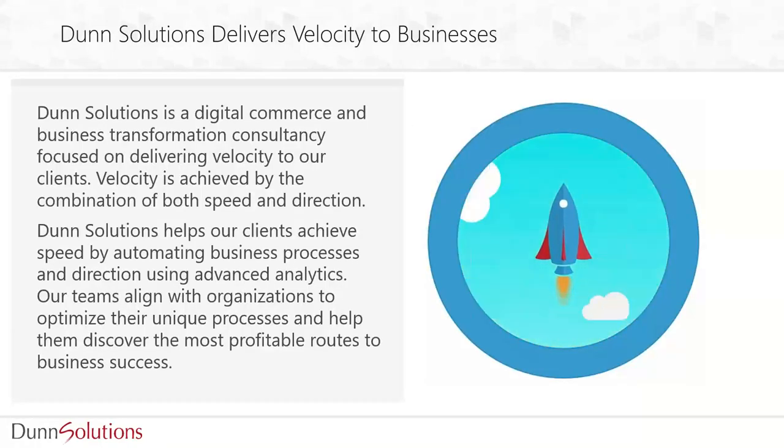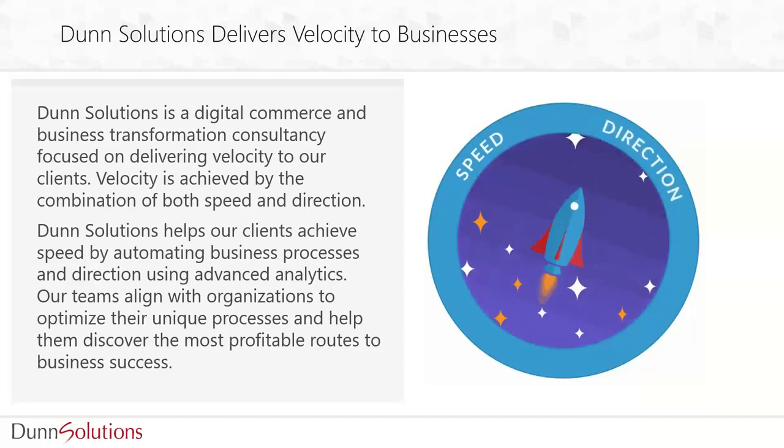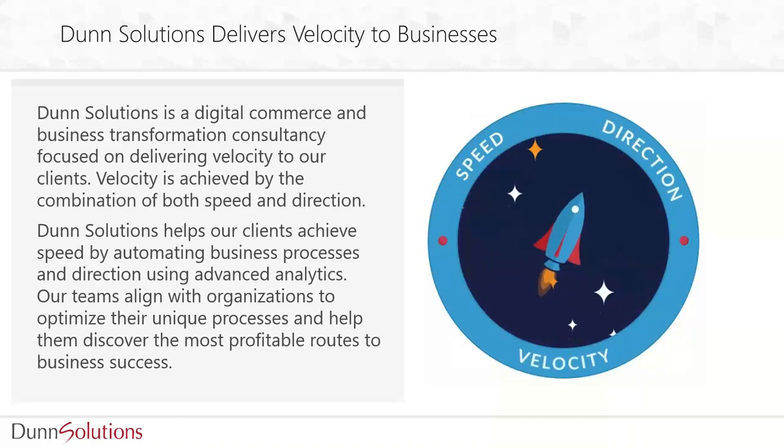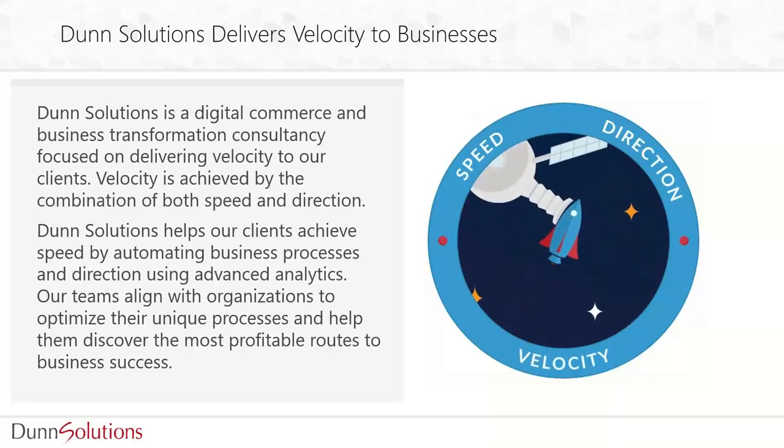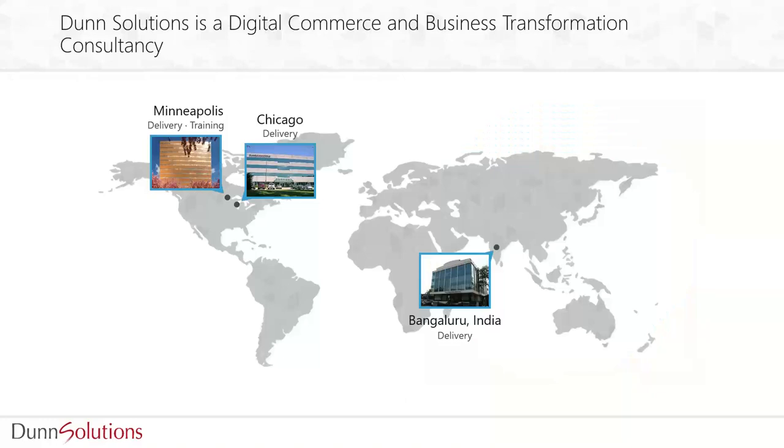Dunn Solutions is a digital commerce and business transformation consultancy. We specialize in delivering velocity to our clients. Velocity comprises of two components: speed and direction. We bring speed by business process automation and direction through analytics. After all, if you're planning to go fast, go in the right direction. Dunn Solutions has had a long history of delivering business innovation and technology solutions to our clients. We're headquartered just outside of Chicago in Skokie, and we also have offices in Minneapolis and Bangalore, India.